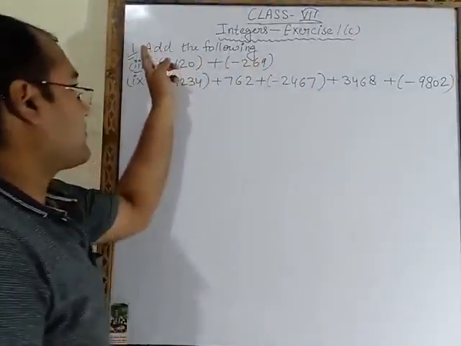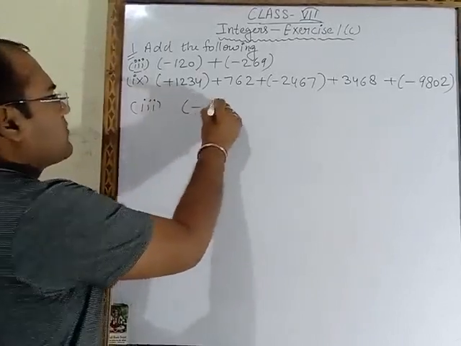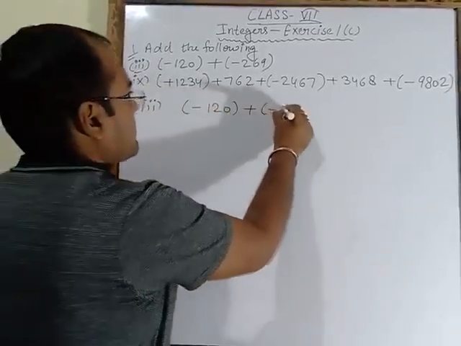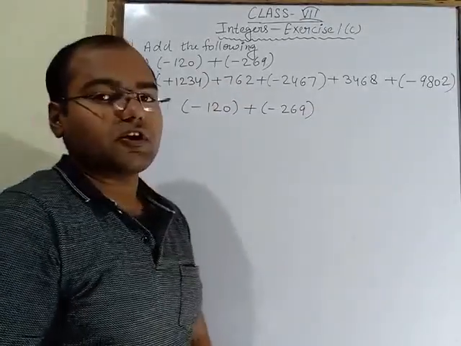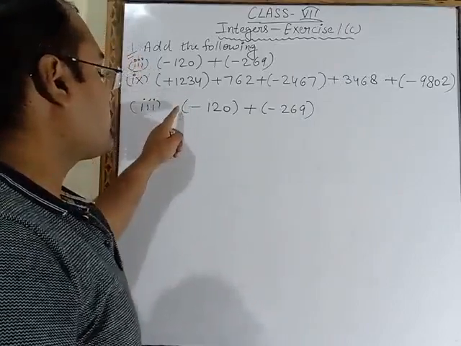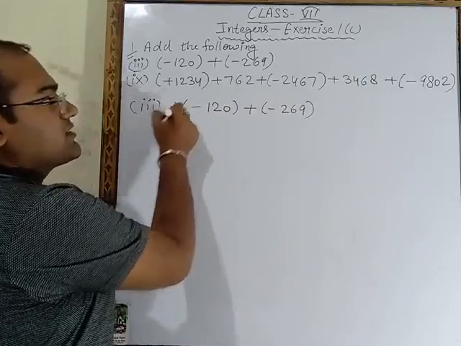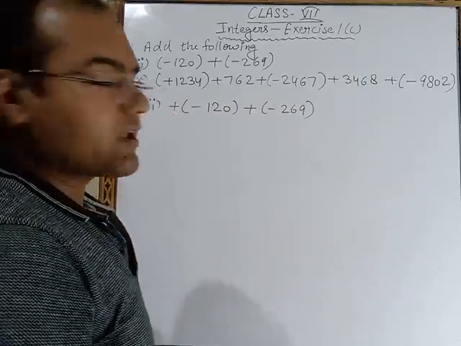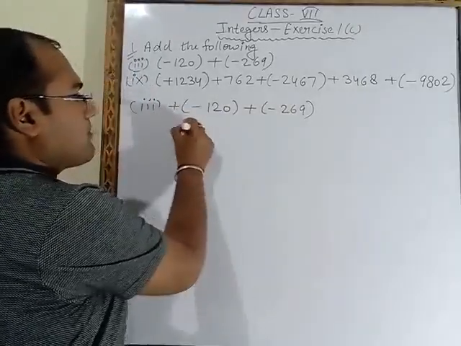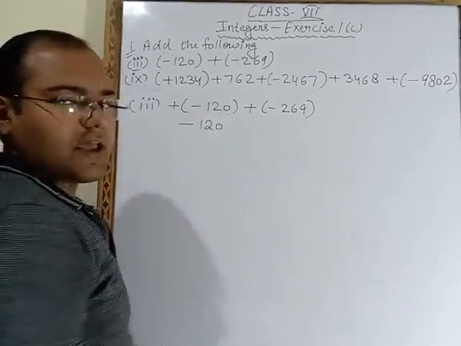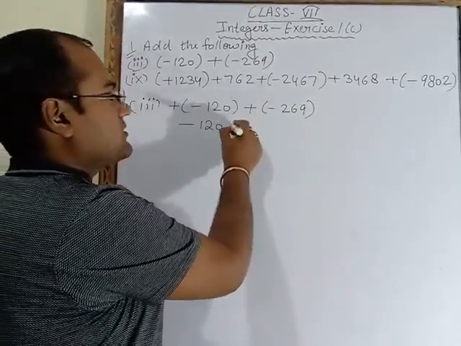Now see question number 1, third part. The question is minus 120 plus minus 269. Here, first of all you have to check outside the bracket. Outside this bracket no sign is there, that means we have to take a plus sign. So plus and minus will be minus, 120 will be as it is.